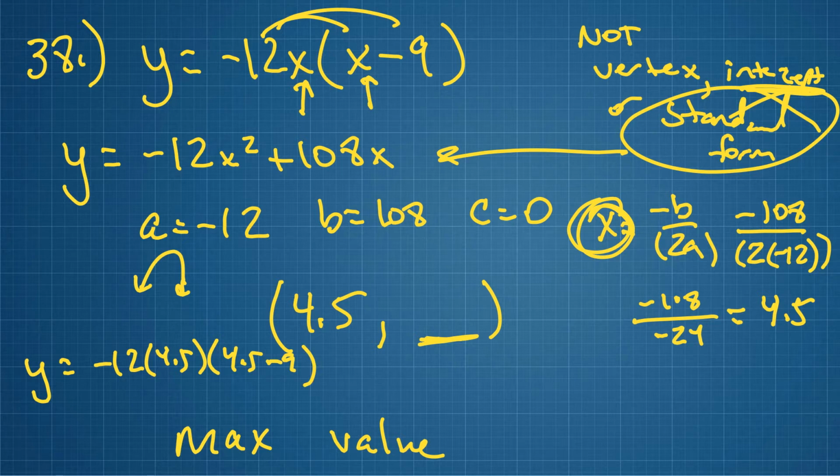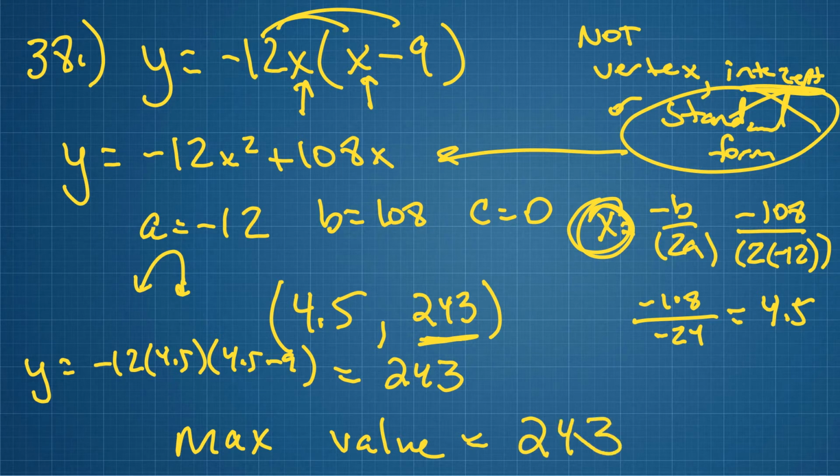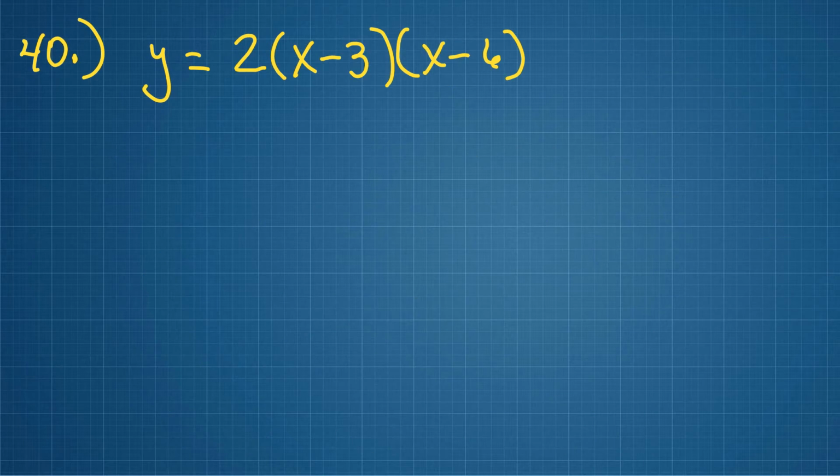So I get negative 12 times 4.5 times negative 4.5. And that's going to give me positive 243. So that goes in there, and since that's the y, my max value is positive 243. And I'm done with 38.